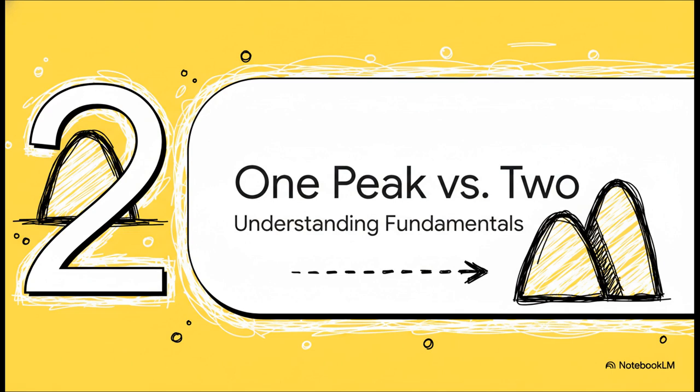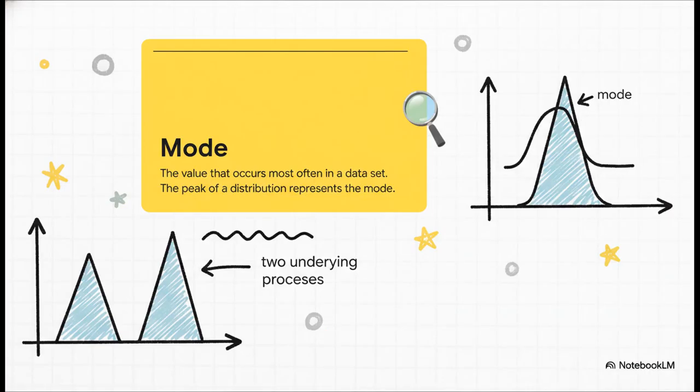So, to really get why seeing two peaks is such a game changer, we first have to be crystal clear on what it means to see just one. You have to understand the normal, expected pattern to really appreciate how big of a deal this deviation is. And this all comes down to one simple idea, the mode. In any set of data, the mode is just the number that shows up the most often. On a chart, it's the peak. It's your most common result.